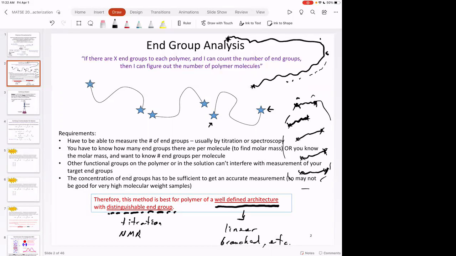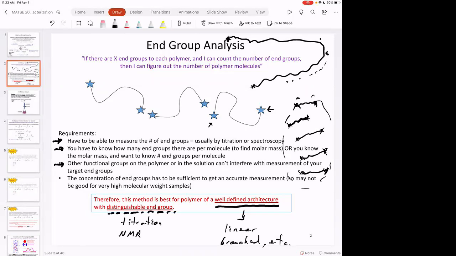So we have to be able to measure the number of end groups. If you can't see the end groups, if you can't characterize them, you can't do end group analysis. We have to know how many end groups there are per molecule, or we need to know the molar mass. We need to know the Mn of the polymer, and we can figure out how many end groups there are, or at least how many end groups are functionalized. We can't have any sort of overlap of things in the repeat unit and things in the end group, or else we're not going to know what's going on.